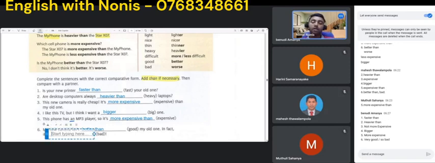In fact, it's space. Bad is the word that is given within brackets. What's the comparative form of bad? It's worse, right? In fact, it's worse.